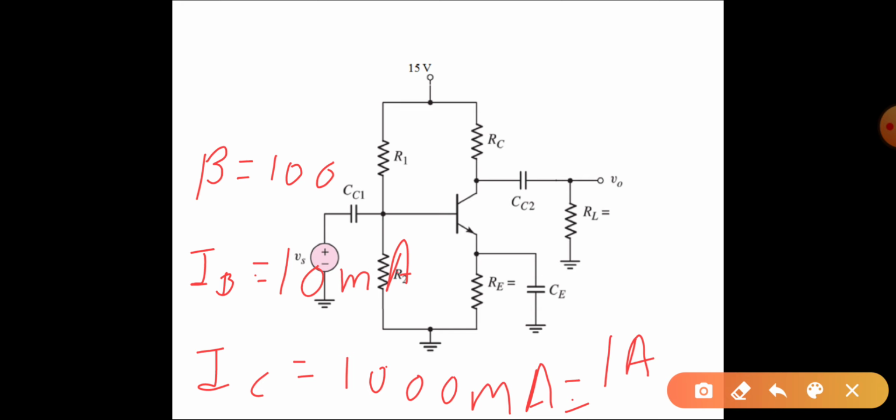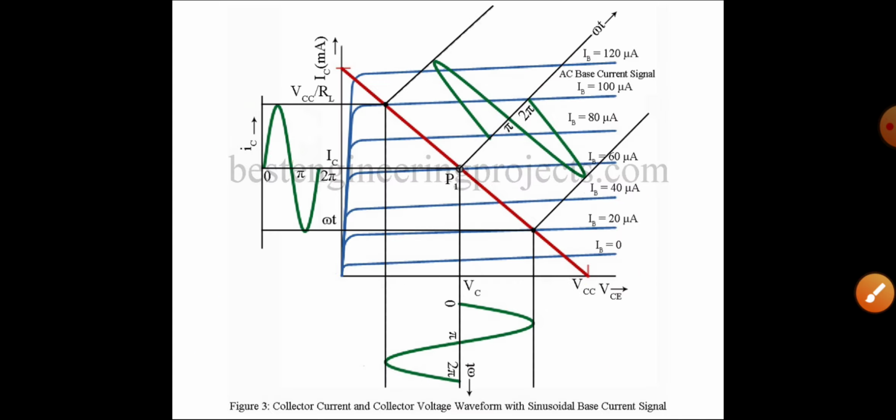So this is the general description, and when this IC increases to 1 ampere, the output voltage VO will also change in accordance with IC. So this we'll see in the next load line analysis.